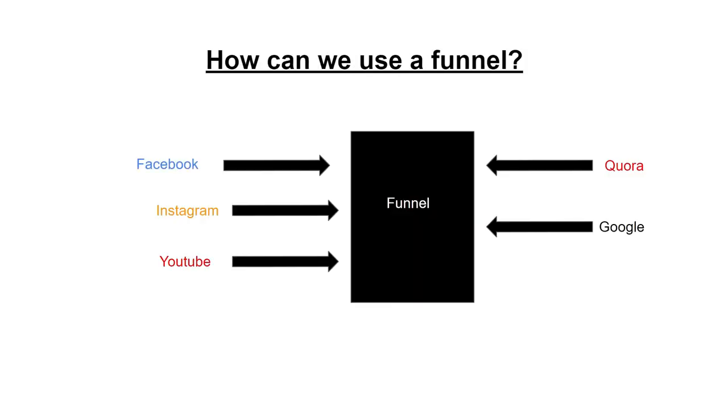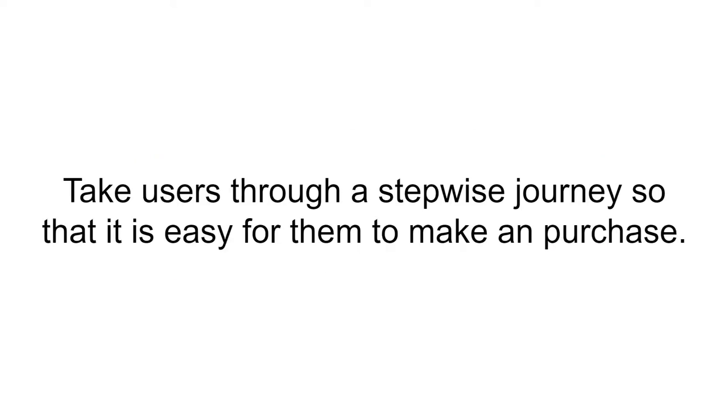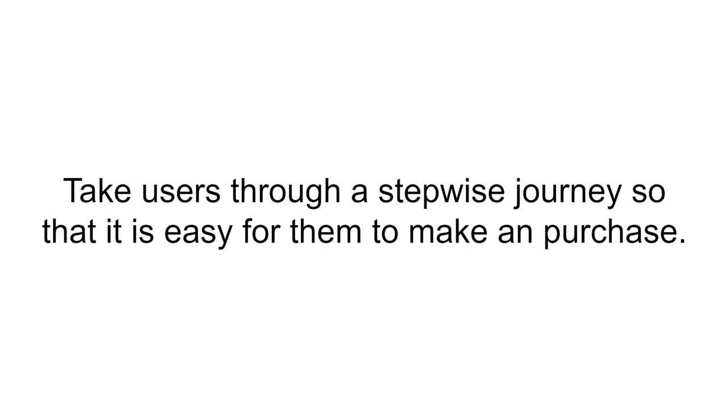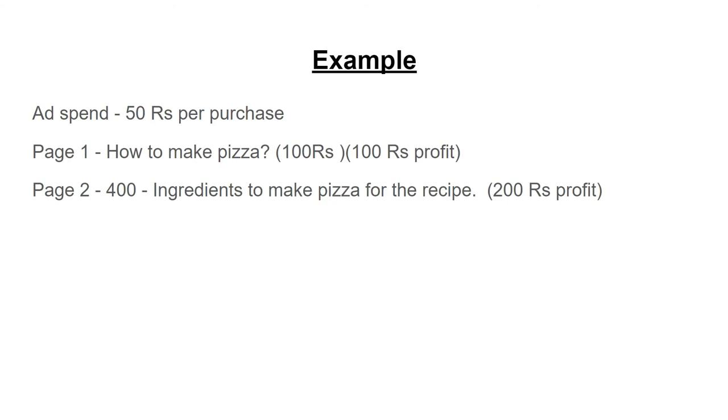Now let us understand how we can use a funnel. First of all, whenever we have made any funnel, there could be traffic coming from different sources to this one particular funnel. So we can make a single funnel and can have different sources of traffic, and then we can make users take a journey so that it is easy for them to make a purchase. Again, that is the basic definition of funnel, but we can use this particular funnel to make the buying decision really very easy.